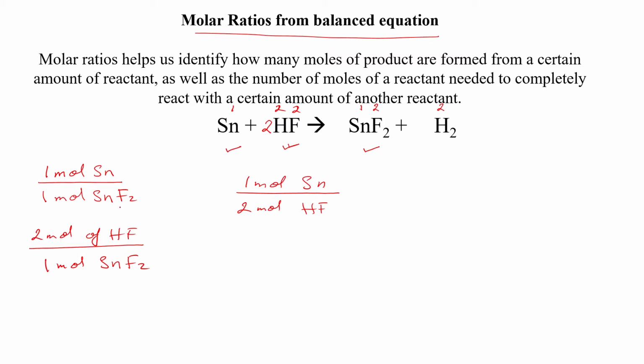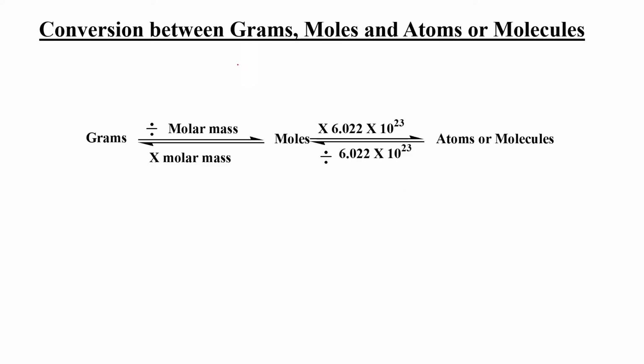We can make these conversion factors between any two species. It can be between two reactants, between two products, or between a reactant and a product. We use these molar ratios when we have to do mole to mole conversions. And when we will be doing the stoichiometry problems, you will see that we will need these molar ratios a lot. Now let's see the conversion between grams, moles, and number of atoms and molecules.